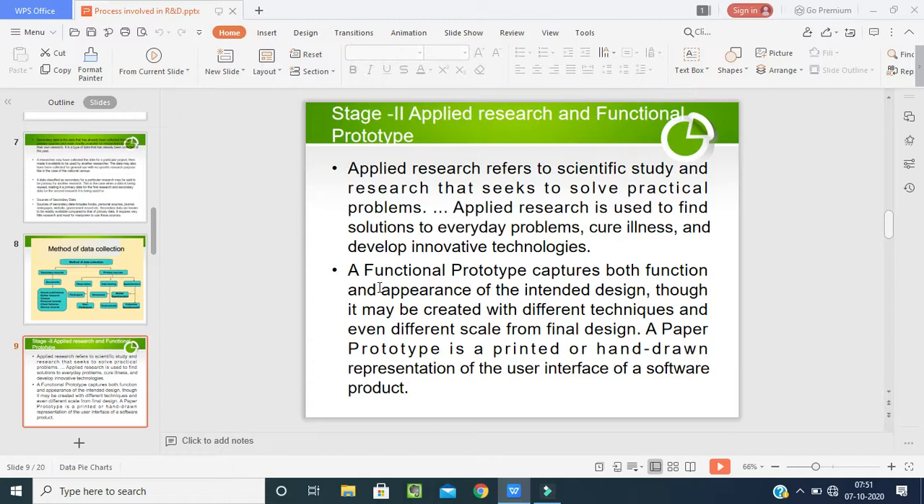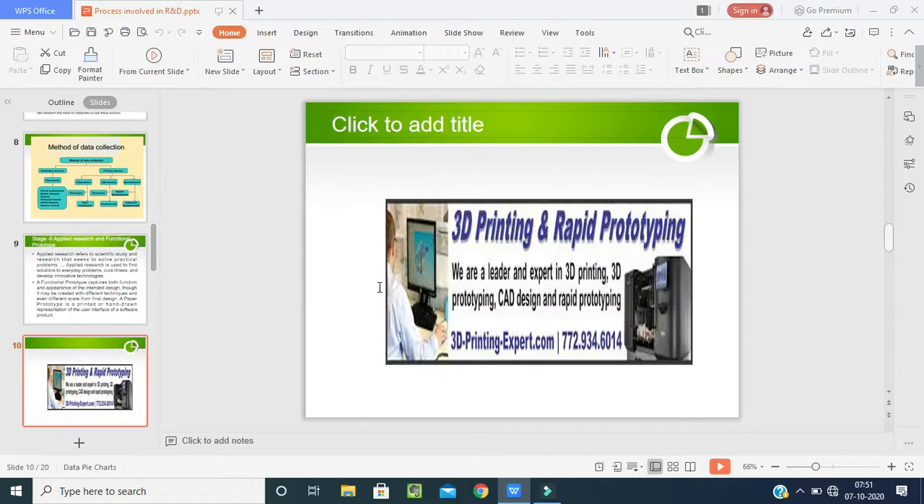So then the applied research and functional prototype, what will happen? We are having, if you see here, the 3D printing and rapid prototyping. We are a leader and expert in 3D. That means they are going to collect. In the olden days, it was very difficult for them to carry a computer. So what happened? They made the laptop, so easily it can be carried. Now again the tab came, again a smartphone came. So what is happening day by day? The data is being collected and they are applying the research on it, and they are trying to solve the everyday problems of human beings or individuals.